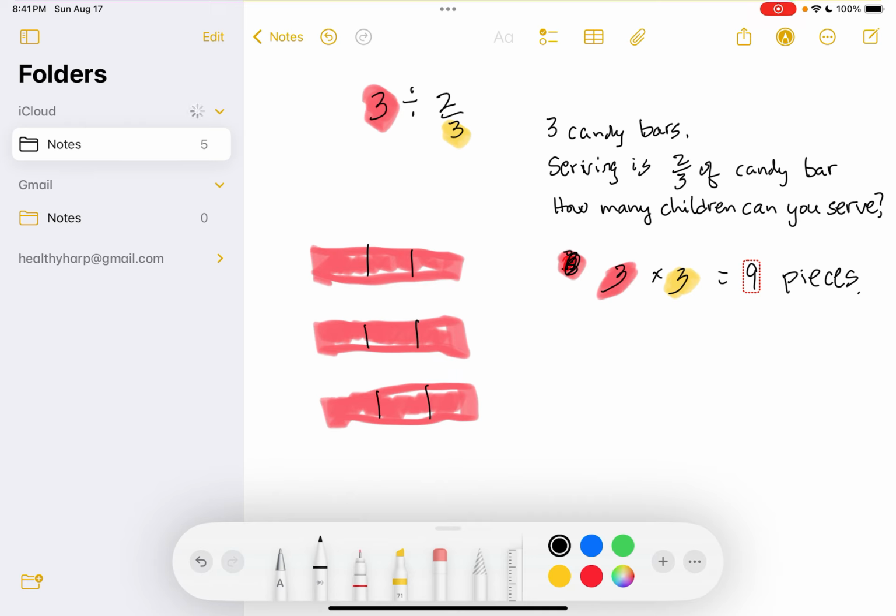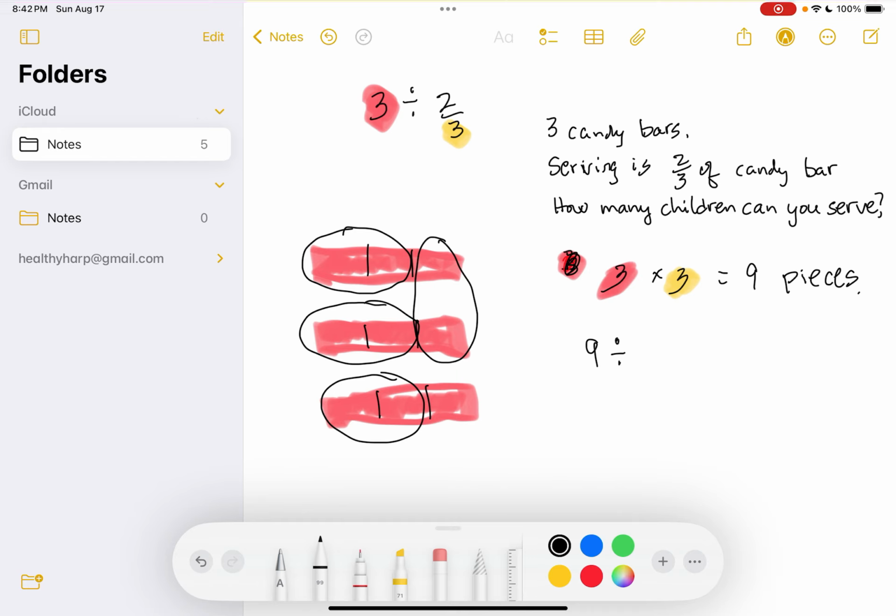Now, the next step is I'm going to give each child 2 pieces. So I've got 9 pieces, and I need to give each child 2 pieces. So there's 2, there's 2, there's 2, there's 2, and I've got 1 left over. Okay? So how did I do that? I took my 9 pieces and divided it by 2. That 2 came from here. So do you see where the 3 and the 2 come into play in this case?